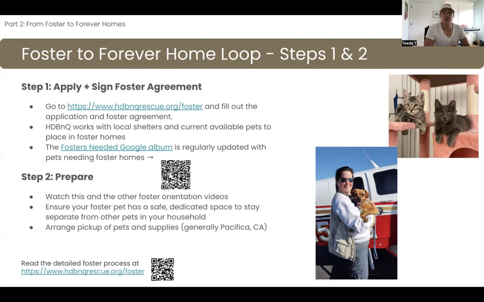So after you've signed all of those agreements, then the next step is to prepare. And so you should watch this video and all of the rest of the videos. I think there's 6 of them. And you should make sure that your foster pet has a safe, dedicated place to stay. You should keep them separate from the other pets in your household, especially for those first several days up to 2 weeks when the animals are still acclimating, and especially if they're coming from a shelter, as it is possible that the foster pet may have fleas or other germs or some illnesses that we wouldn't want to pass on to your pets.